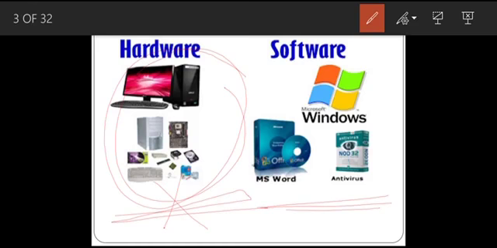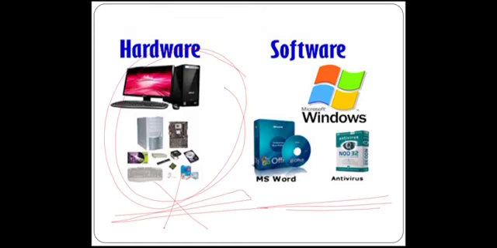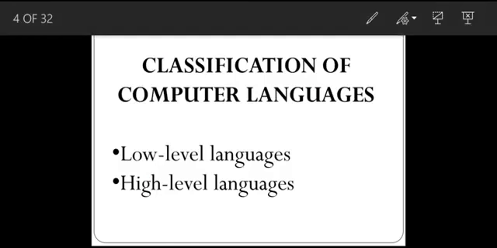Software programs are written using a special language. We cannot write software using English, Hindi, or French. We need a special computer language to run it. So for this, we will study computer languages. Computer languages are broadly classified into two major categories. First is low-level languages, second is high-level languages.